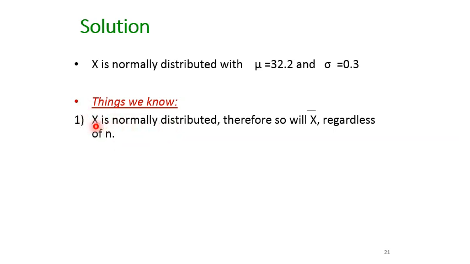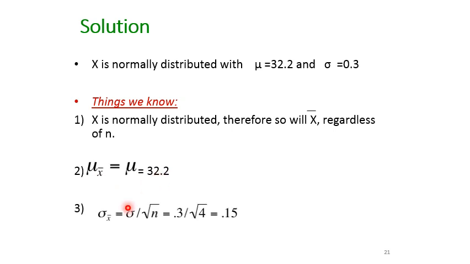So in this problem, x, the weight of the chocolate, is normal, so x bar, the mean weight of the sample, will always be normal regardless of the sample size. And we said that the mean of x bar is equal to the mean of x, this value, so the mean of x bar is 32.2.